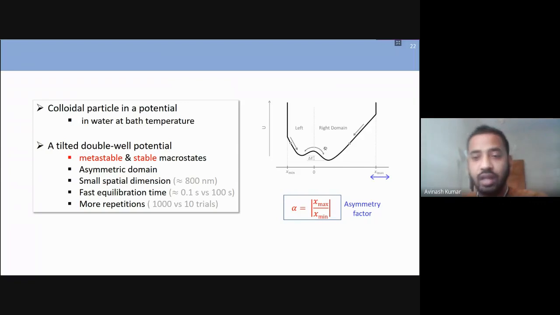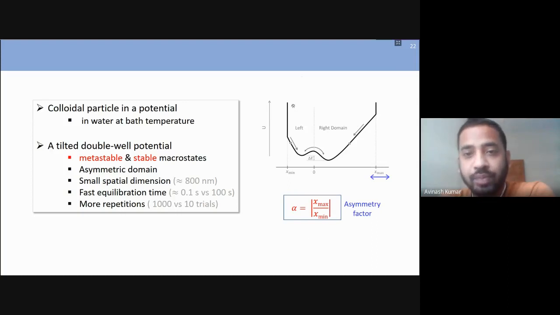Just one point to note here is we have an asymmetry in the left hand side and the right hand side of the potential, which means the size of the left hand domain and the size of the right hand domain are unequal, and that is characterized by a factor alpha, which we call the asymmetry factor. We will look at the role of this factor after a while.